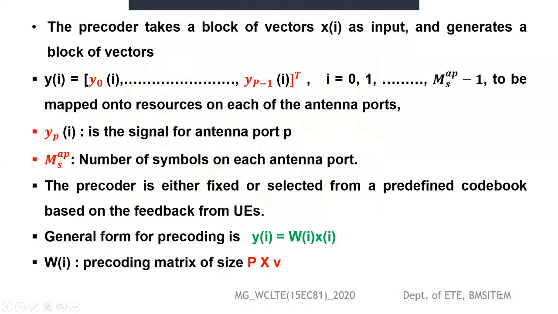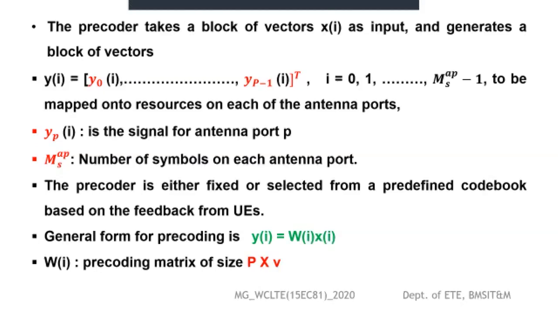Here, M_symb to the power of ap indicates that the output of the precoder maps to resources on each of the antenna ports. The output of the precoder is given to the resource mapper, so that is the next block. So yp of i is the signal for antenna port p, and M_symb to the power of ap is the number of symbols on each antenna port.